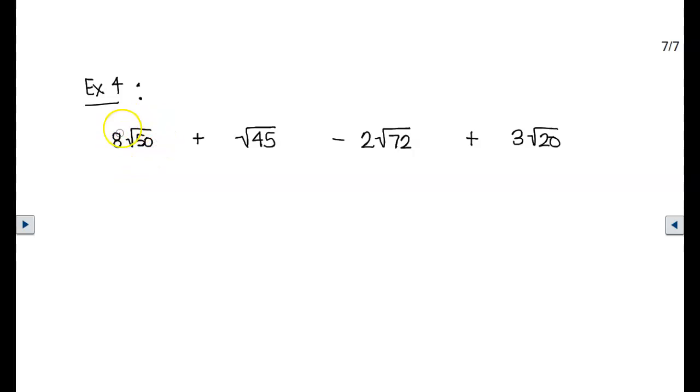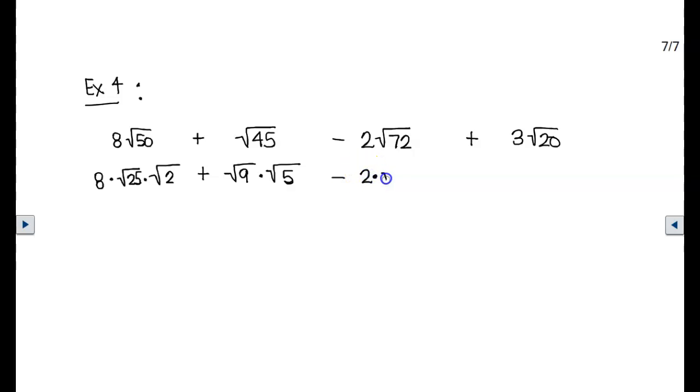So we'll start by simplifying 8 square roots of 50. Keep your 8. And now you need two numbers that will multiply to give you 50, where 1 is a perfect square. So 25 times 2 would be the way to go. For the square root of 45, I need two numbers that will multiply to give me 45, where 1 is a perfect square. So we're going to do 9 times 5.